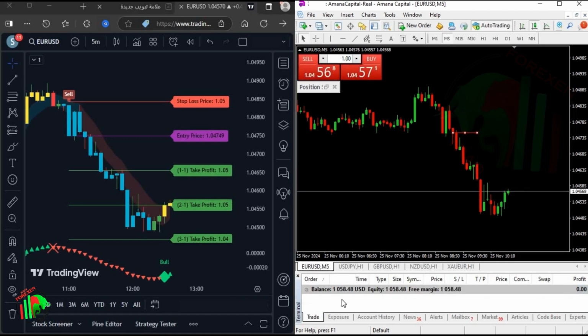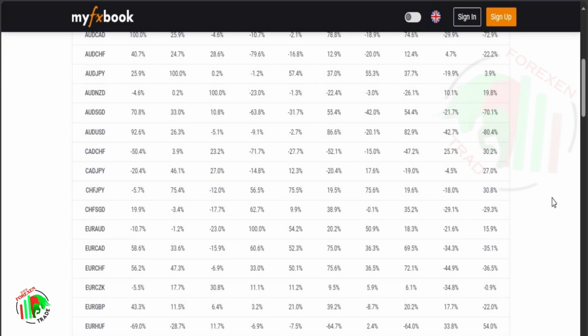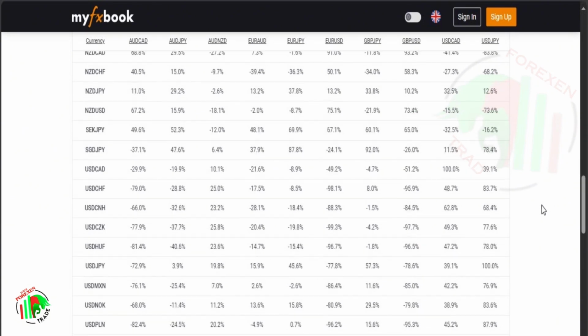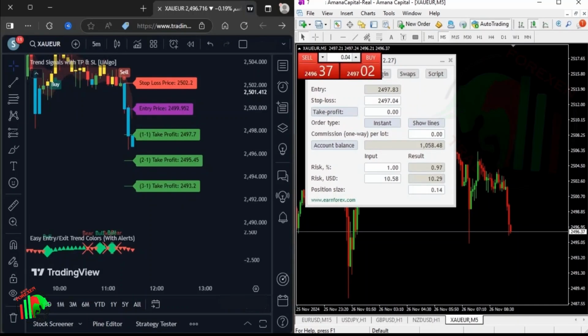To choose another trading pair, I'll take a look at the currency correlation section on my Facebook. This site shows which currencies move together, like the Euro-USD pair, and those that move in opposite directions. I'll choose gold and explain why I selected this pair. After that, you can use this information to analyze market movements better and identify suitable entry and exit opportunities. These websites help you identify pairs that move in the same or opposite direction. It's similar to having multiple screens where you can monitor different pairs simultaneously.